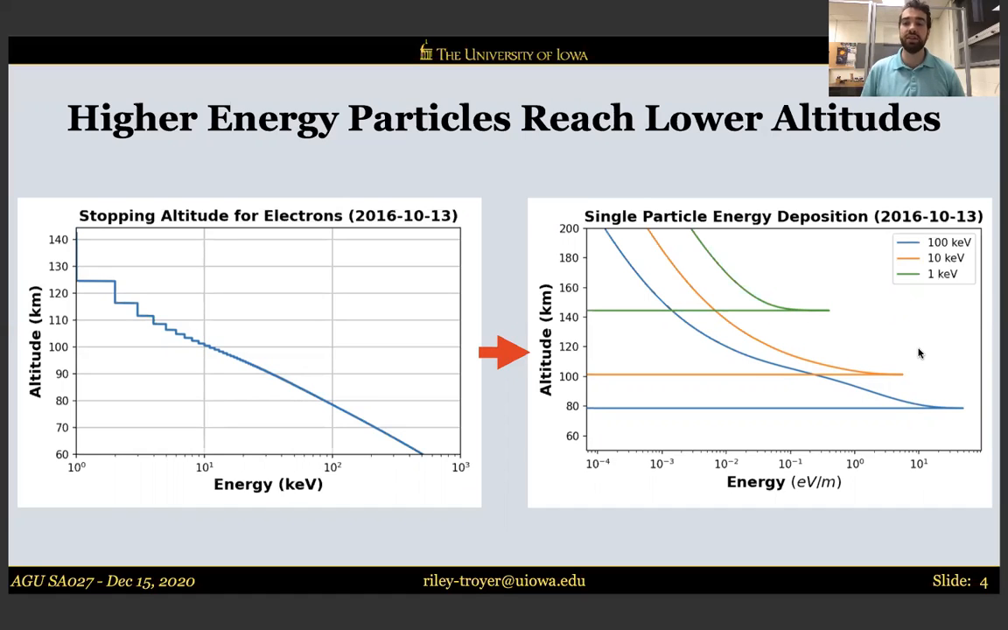From this, we can see that obviously the larger energy electrons will deposit more energy at a lower altitude, meaning that they're more likely to have a larger effect on the atmosphere. Therefore, these higher energy electron events, such as pulsating aurora, are important to study.